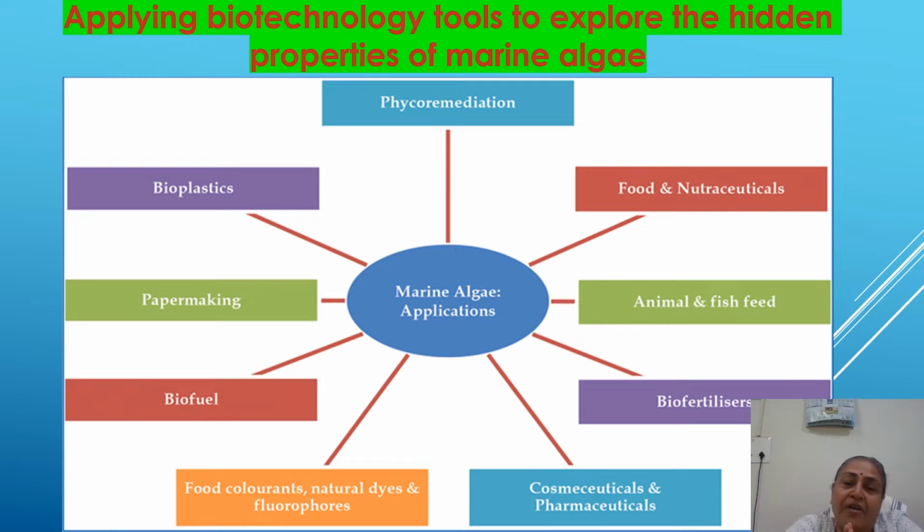I will talk about how it is very useful in phytoremediation. And the second thing, we know from time immemorial that it is used as food and nutraceuticals. It is useful for animal and fish food. Then it acts as a biofertilizer. It is useful as cosmeceutical and pharmaceutical products. It also acts as a food colorant, natural dyes, and fluorophores. Then it is a source of fuel.